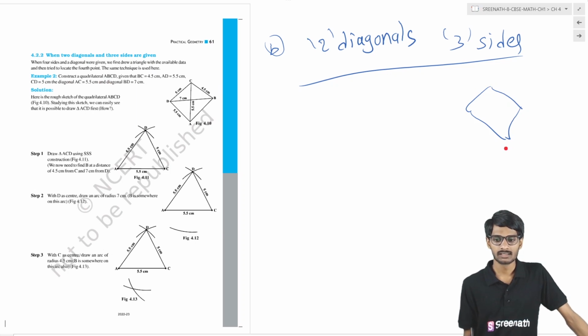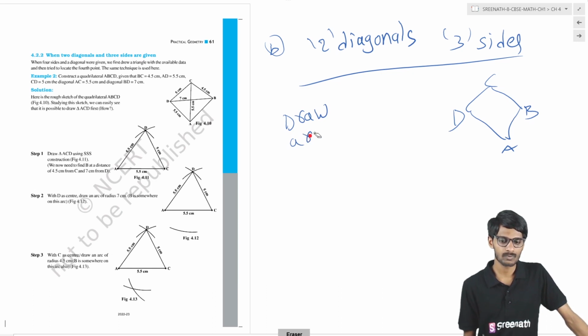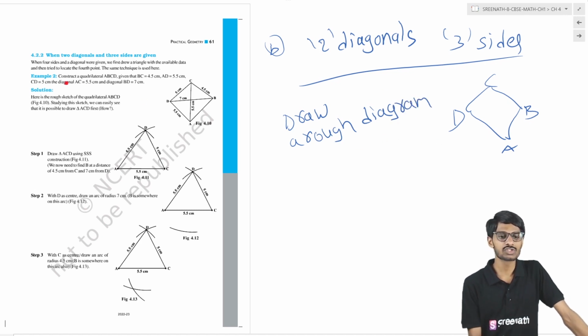Okay, students, ABCD. First, step 1 is to draw a rough diagram. Draw a rough diagram using the given information.